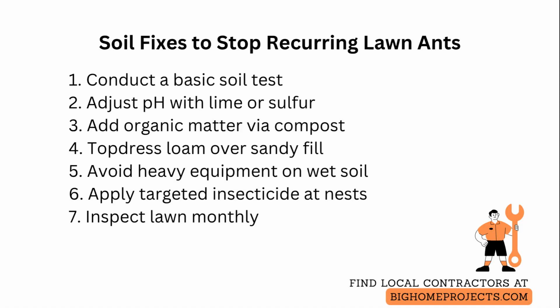If pH is outside the optimal grass range, amend gradually with lime or sulfur following test recommendations and retest after 3 to 6 months. Increase organic matter with 1 to 2 annual top dressings of compost applied thinly and worked into the surface to improve moisture retention and microbial activity.